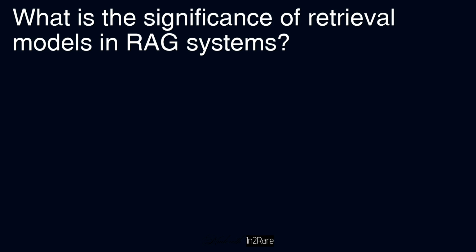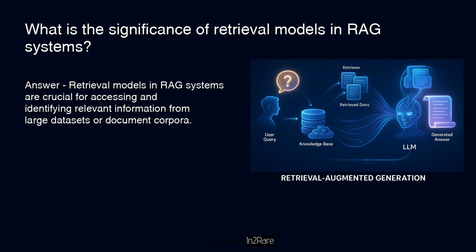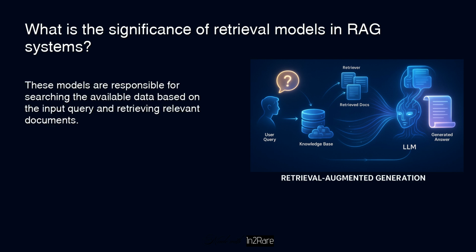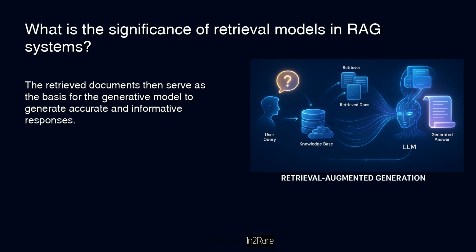What is the significance of retrieval models in RAG systems? Retrieval models in RAG systems are crucial for accessing and identifying relevant information from large data sets or document corpora. These models are responsible for searching the available data based on the input query and retrieving relevant documents. The retrieved documents then serve as the basis for the generative model to generate accurate and informative responses.